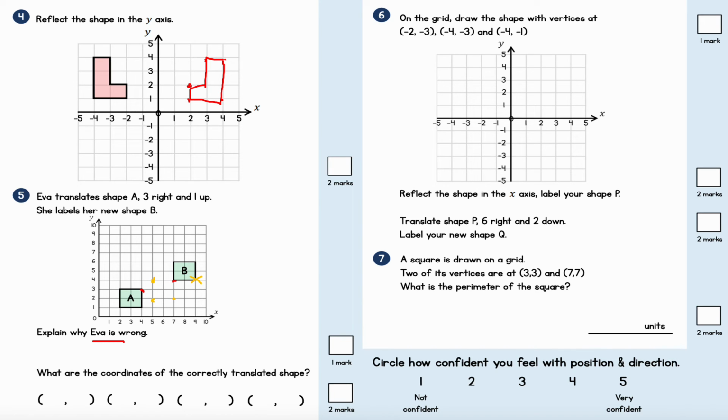Okay, so these are the new coordinates of this correct shape. So she's actually moved it more places to the right and more up, if that makes sense. So yeah, it is more than 3 and then more than 1 up. What are the coordinates of the correctly translated shape? Well, I'm going to have 5, 2 there. I'm going to have 7, 2. I'm going to have 5, 4. And I'm going to have 7, 4.